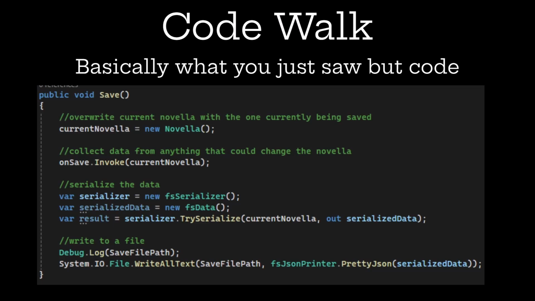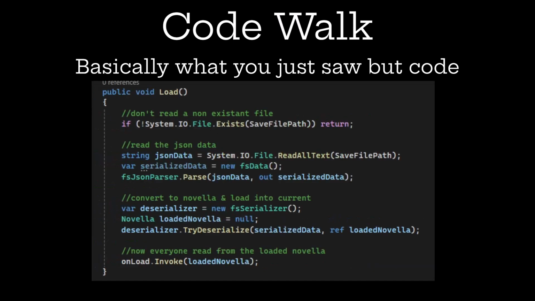Next is the save method. This is essentially the serialization step that I mentioned earlier. The first thing we do is we make a new novella, and then we call on save, which tells every other thing subscribed to that to write to the current novella, essentially. And next, we serialize that data and write it to a file. Load is basically the opposite.